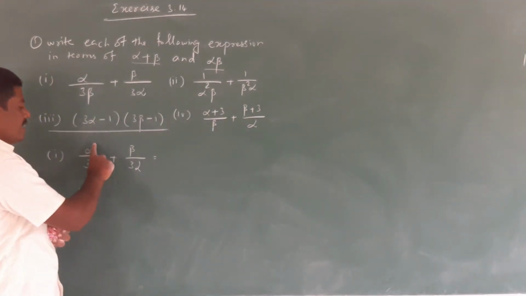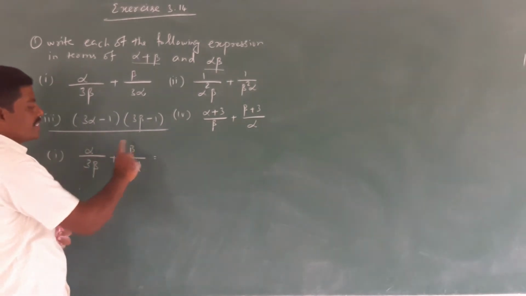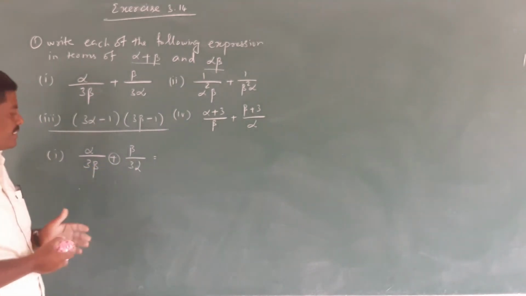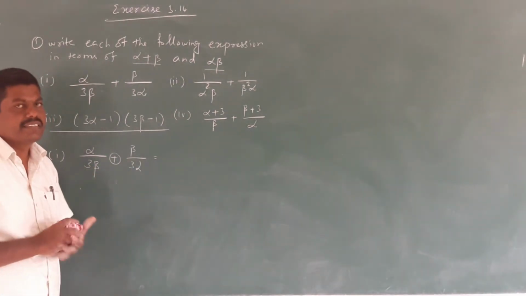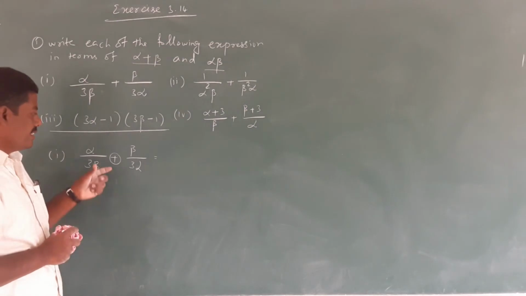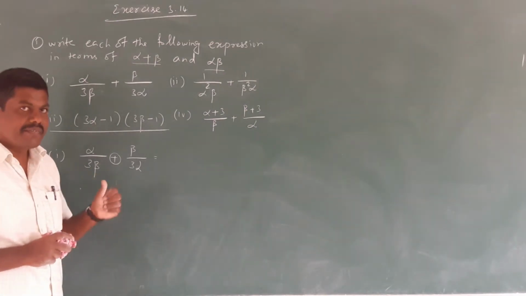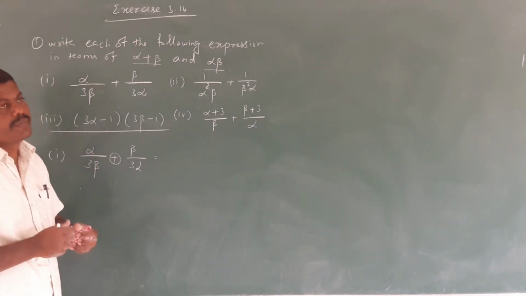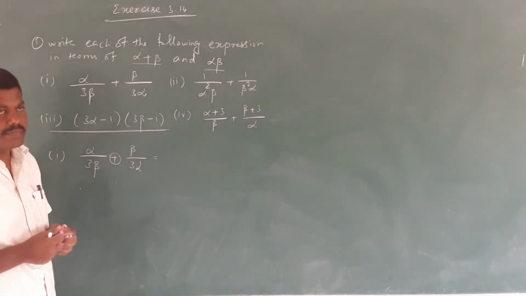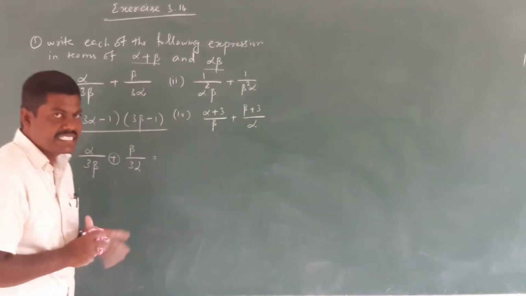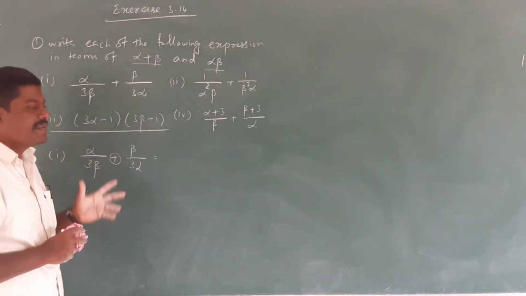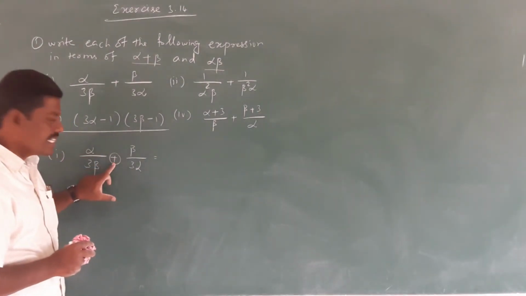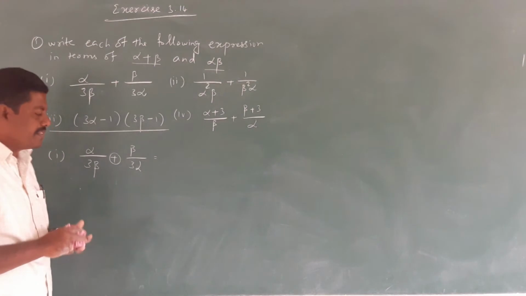So this is a rational expression. This is also a rational expression. We want to add two rational expressions. Denominators are unlike. In this situation, you want to do cross multiplication, otherwise make the denominator same, that means LCM. So we have only two fractions, so in this case cross multiplication is easy for us. We want to do cross multiplication.